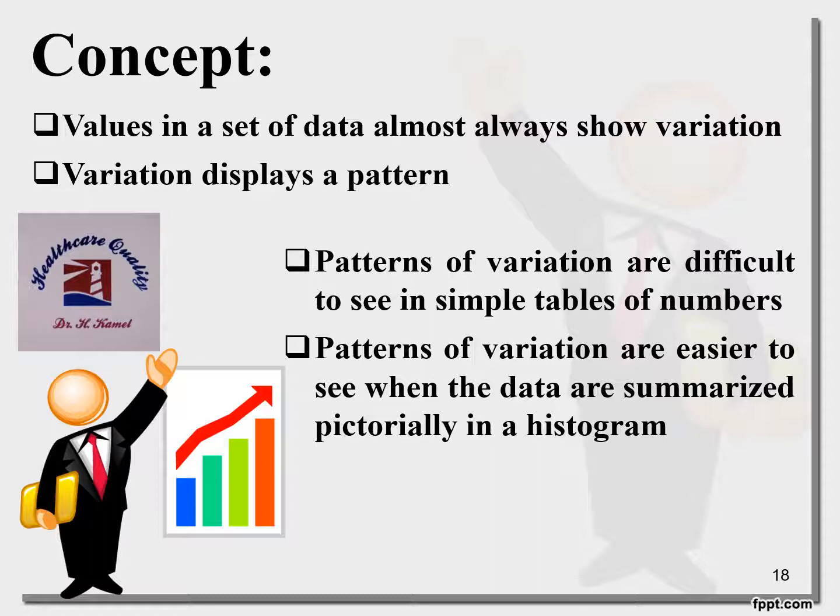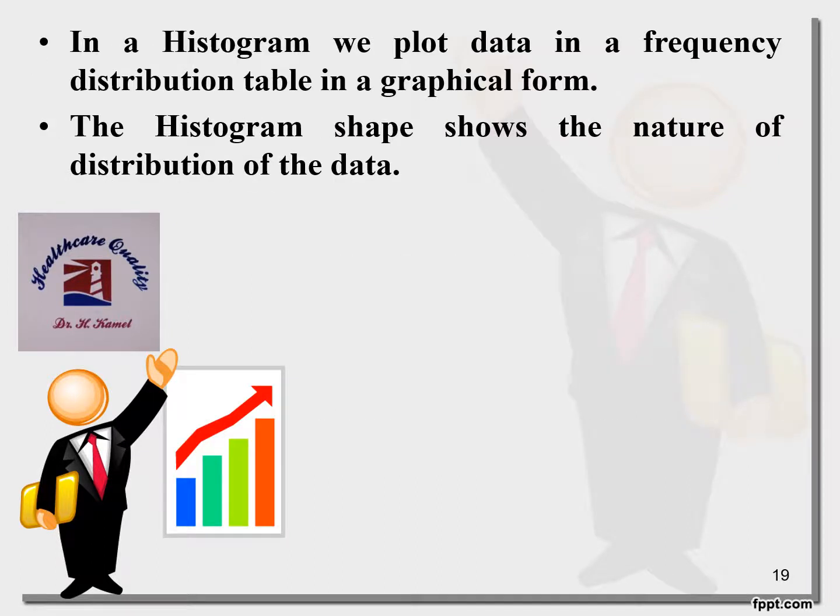Patterns of variation are difficult to see in simple tables of numbers. Patterns of variation are easier to see when the data are summarized pictorially in a histogram. In a histogram, we plot data in a frequency distribution table in a graphical form. The histogram shape shows the nature of distribution of these data.